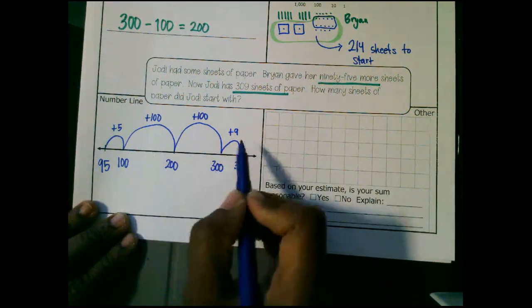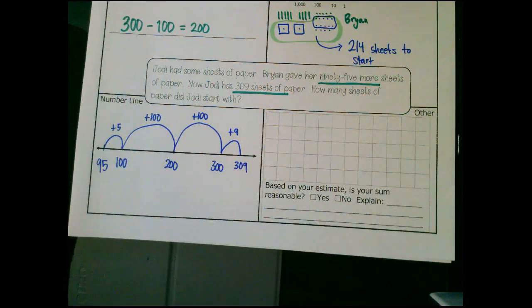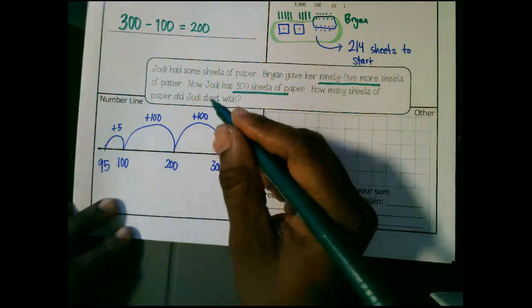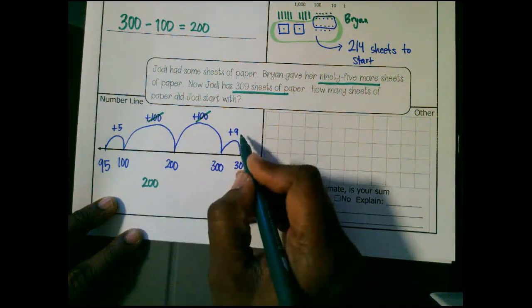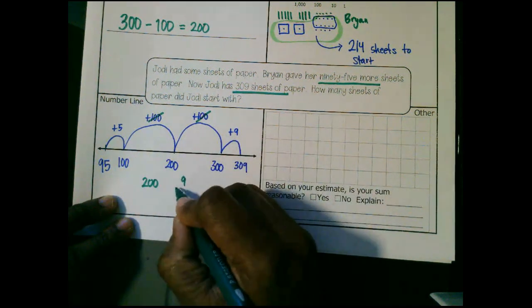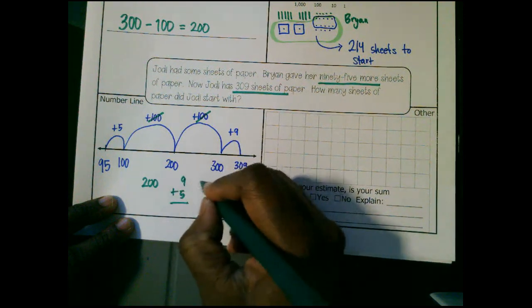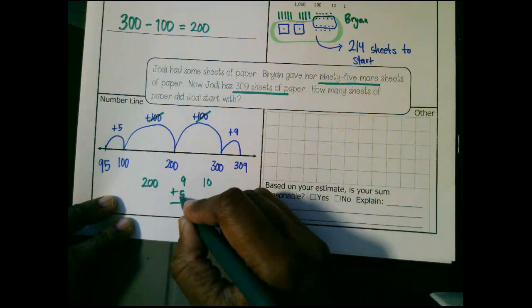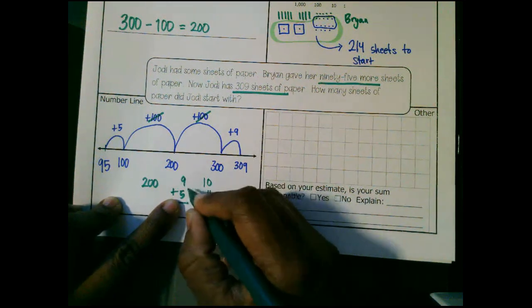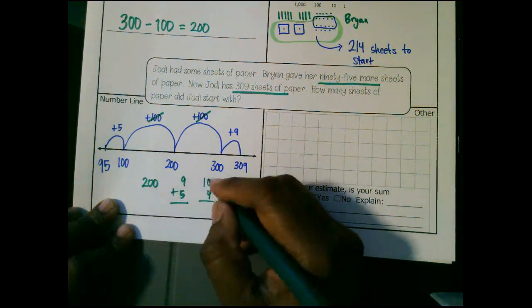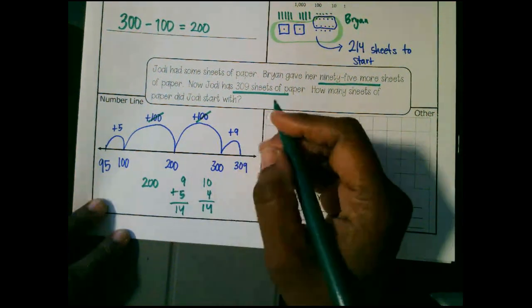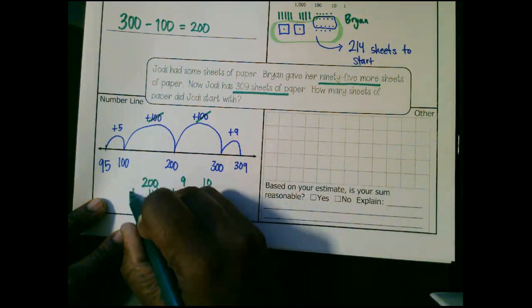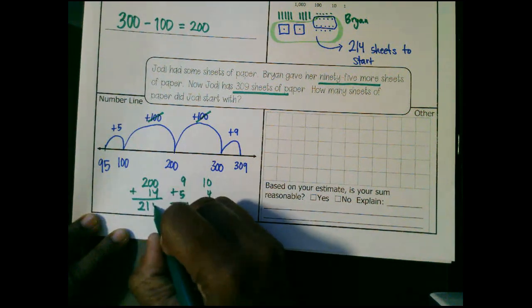All right, and now if I just tally the partial sums, I'll find out how much Jody started with. So 100 plus 100 is 200. And let's do 9 plus 5. 9 is almost 10. So if I take 1 from the 5 and give it to the 9, that'll be 14. So 9 plus 5 must also be 14. 200 plus 14 gives me 214.